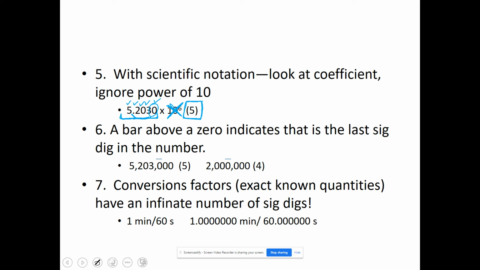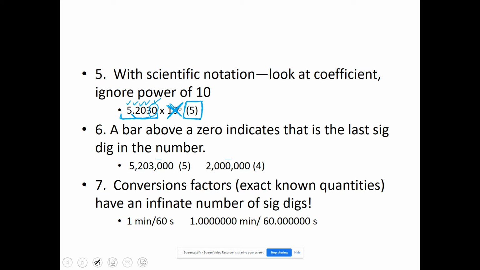Number 6, if you see a bar above a 0, the bar can only be above a 0. So don't try to take a shortcut and put a bar above a non-zero number, because you'll only see a bar above a 0. That will let you know that that's the last significant 0 in the number. The other way you could show sig digs with lots of zeros is with scientific notation, which is what I was trying to say in 5, but it probably sounded confusing.